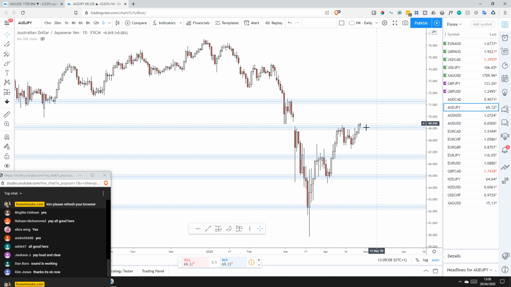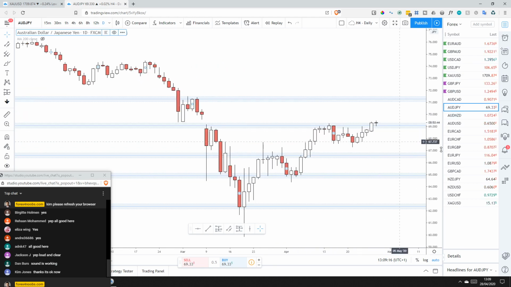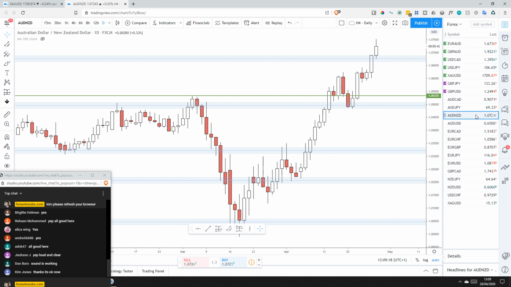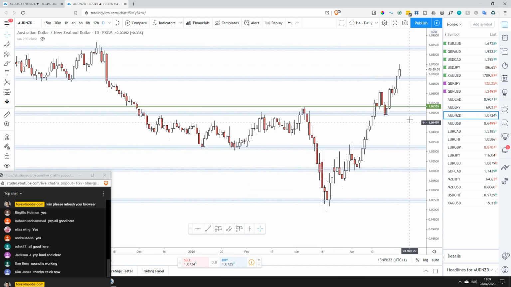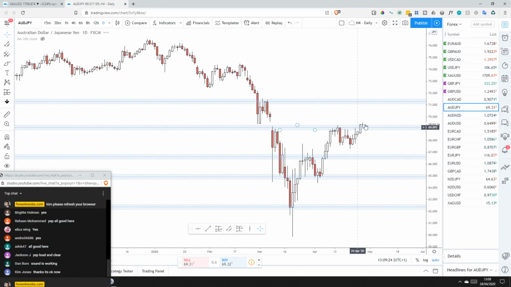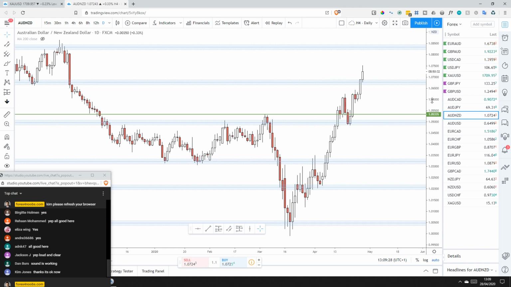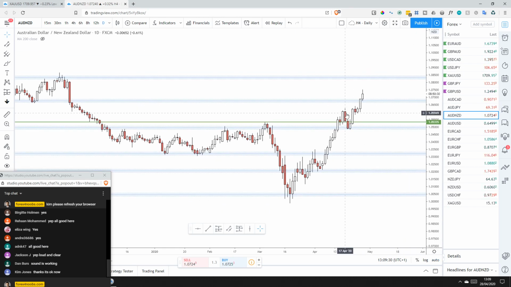AUD-JPY seems to be stalling out on resistance also. But it does look like this one has made new highs, so it's probably going to continue up. It's worth watching, but I'm not going to mark it as a potential trade because it's highly unlikely that it will develop into anything.